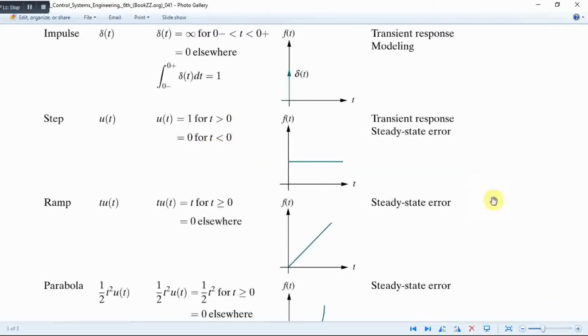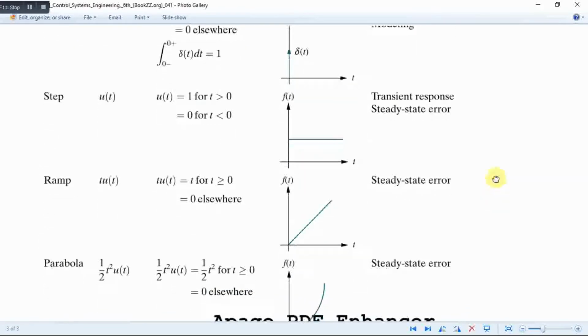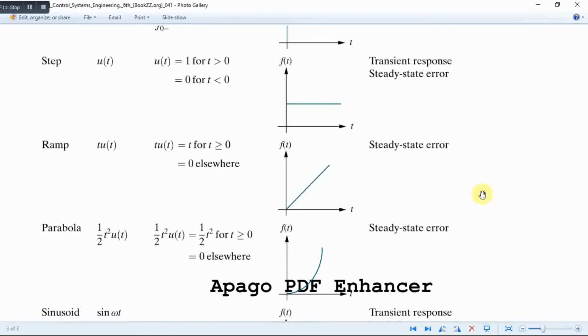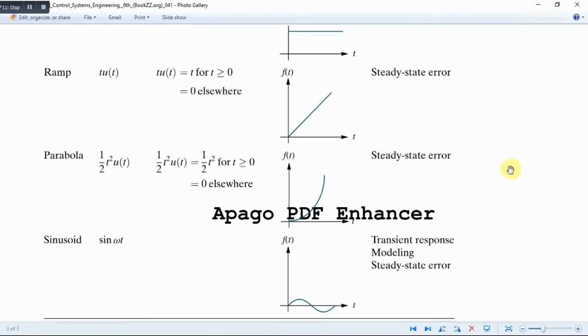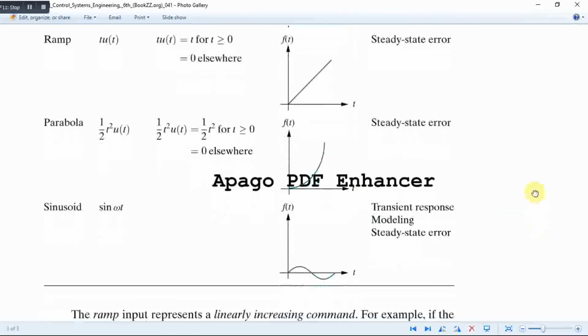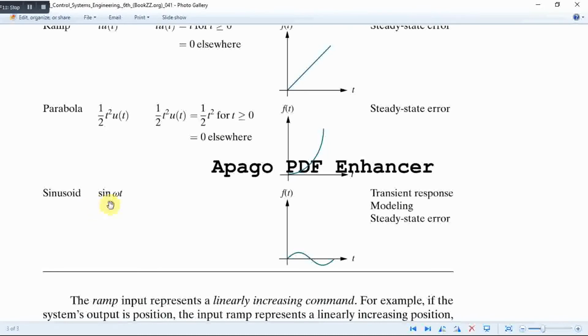The third important one is the ramp, which is denoted by t times u of t, and t times u of t is equal to t for t greater than or equal to 0 and it is equal to 0 elsewhere. It is again used in the steady state error calculations. The other one is the parabola, which is equal to half t squared u of t. Half t squared u of t is equal to half t squared for t greater than or equal to 0 and 0 elsewhere. The final one is the sinusoid, sine of omega t, and it is used in the transient response model.